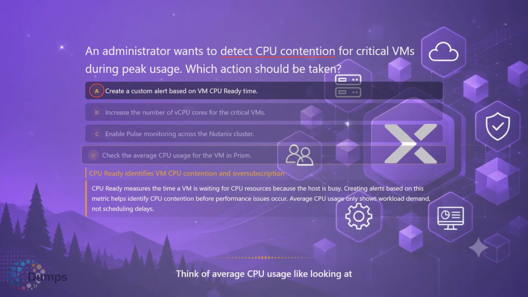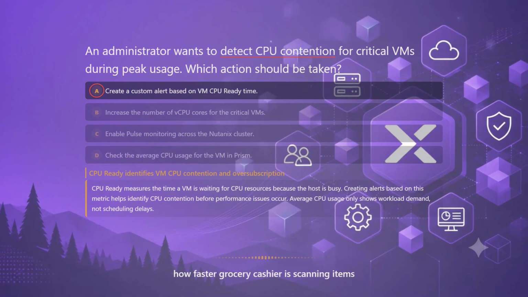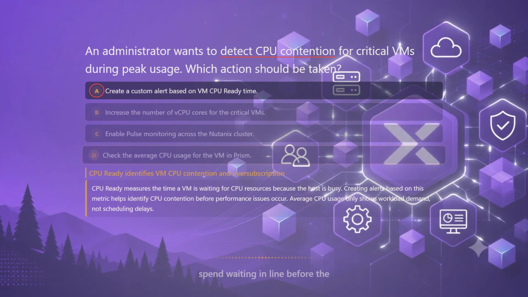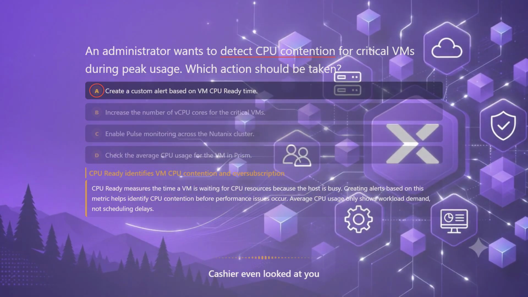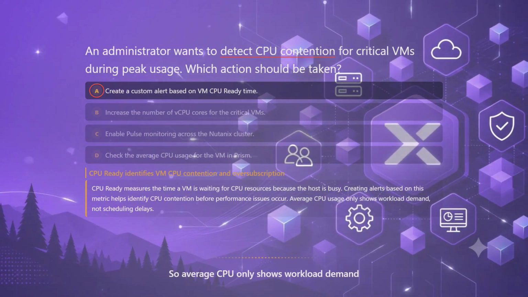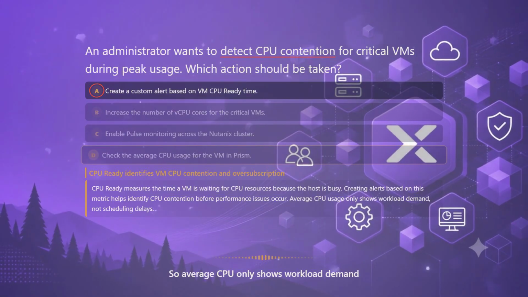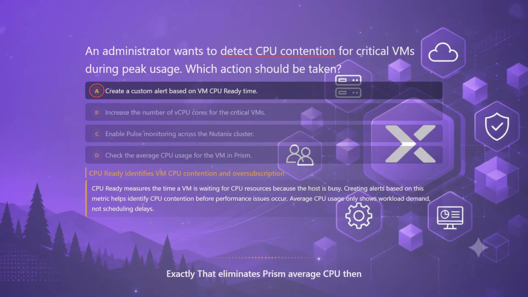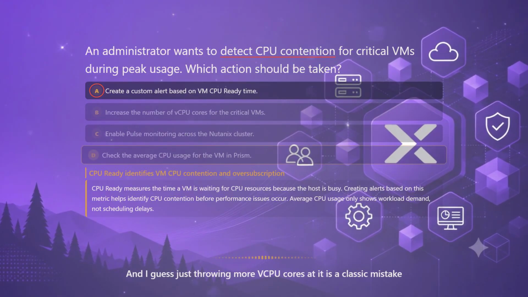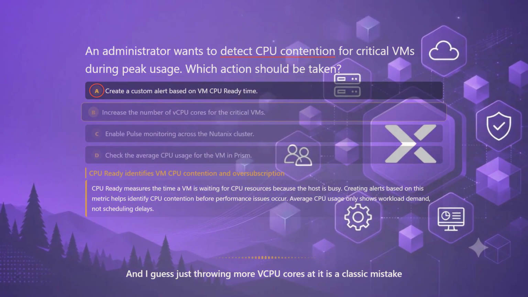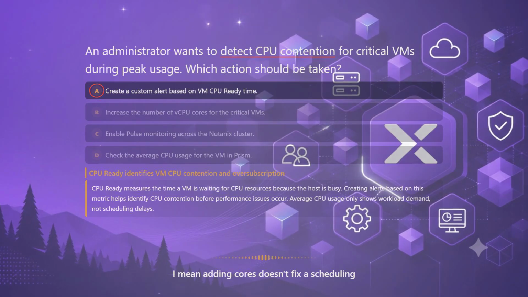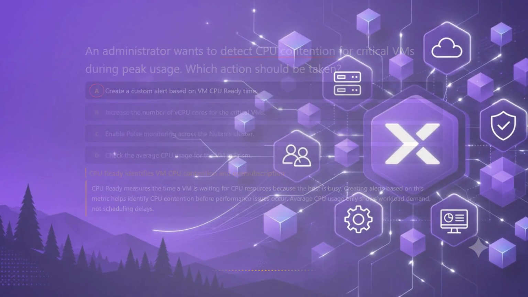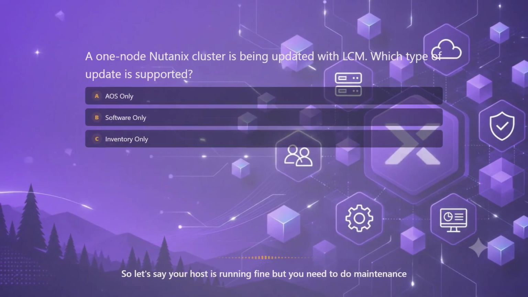Think of average CPU usage like looking at how fast a grocery cashier is scanning items. CPU ready time is how long you actually spend waiting in line before the cashier even looked at you. Oh, wow. That makes perfect sense. So average CPU only shows workload demand, not the scheduling delays from a busy host. Exactly. That eliminates Prism average CPU then. And I guess just throwing more vCPU cores at it is a classic mistake. I mean, adding cores doesn't fix a scheduling bottleneck. It just makes the waiting line worse. Right on the money.